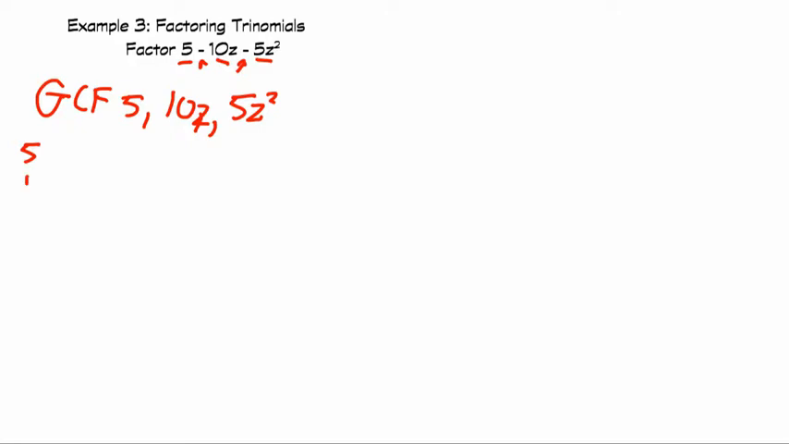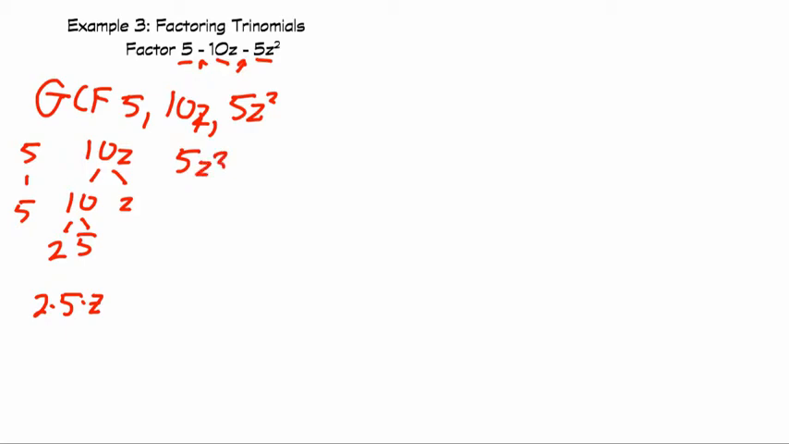So 5 becomes, well, 5. It's already the prime factorization. 10z can be broken down into 10 times z, where 10 is 2 times 5. So the prime factorization is 2 times 5 times z. 5z squared becomes 5 times z squared, and z squared is z times z. So the prime factorization of this is 5 times z times z. So our greatest common factor is equal to 5.